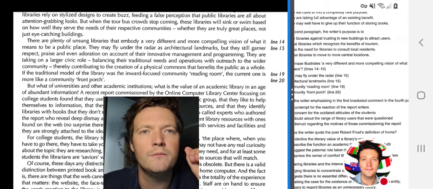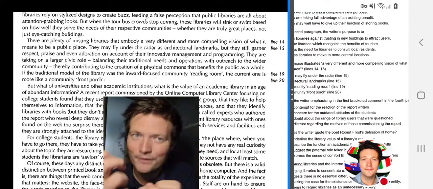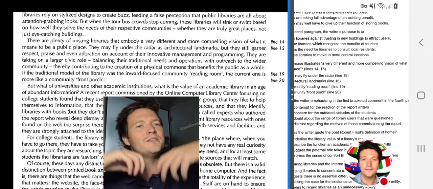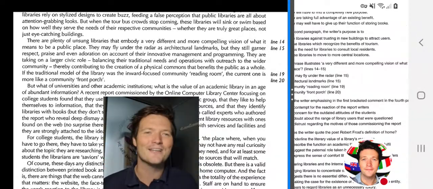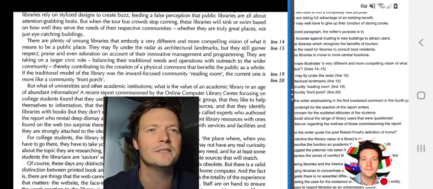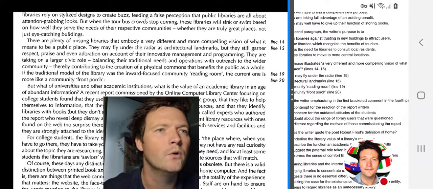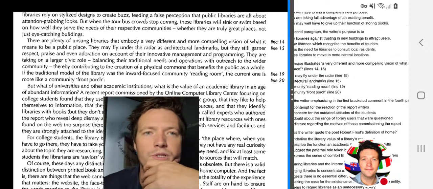If the traditional model of the library was the inward-focused community reading room, right? So that was the traditional idea, but this is the new idea. The current one is more like a community front porch. Yeah, okay, so it's changed. It's now a more compelling vision, right? A different and compelling vision for what libraries could be.